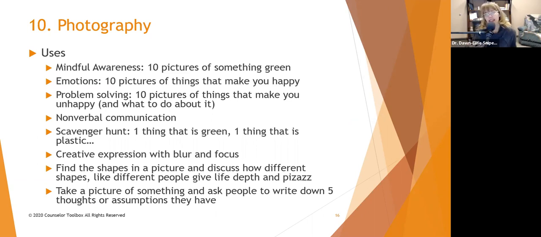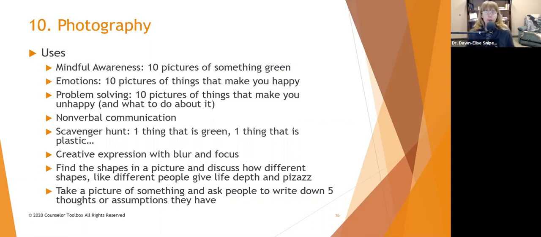You can have them practice creative expression if they've got a fancier camera with blur and focus, what they're blurring out, if they're blurring the background and focusing on the foreground, or vice versa. You can have them find shapes in a picture and discuss how different shapes, like different people, give life depth and pizzazz. You probably wouldn't look at a picture and just see circles. There are going to be circles, there's going to be lines, there's going to be triangles. What shapes do you see, and how do all those shapes contribute to the depth and beauty of the picture?